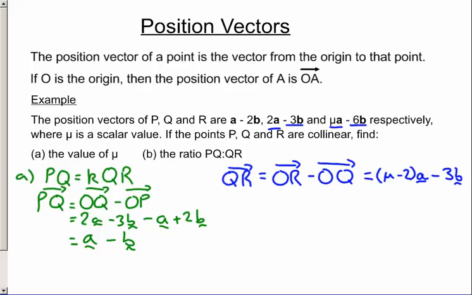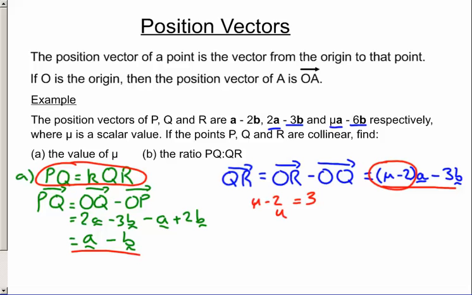But we know that these two that we've just worked out, PQ and QR, satisfy this because they're collinear. So one is a multiple of the other. And we can see here that we have to multiply b by 3 to get 3b. So if we have to multiply b by 3 to get 3b, we're going to have to multiply a by 3. So that means that this whole bit here must be equal to 3, and so mu is 5.